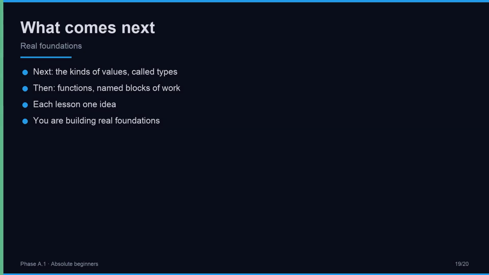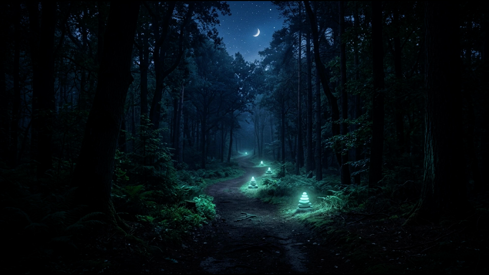Where does this lead? Having understood variables and assignment, the next lessons explore types, the different kinds of values a box can hold, like numbers, text, and yes or no values. After that come functions, the named blocks of work you can define once and call again. You are now laying the real foundations that everything else stands on, one calm idea at a time, exactly as the course is designed to move. Real foundations.